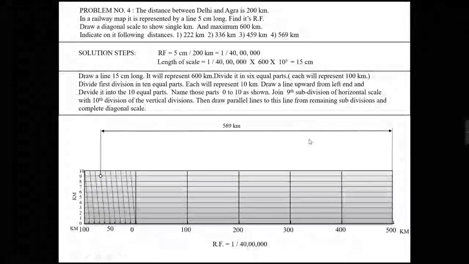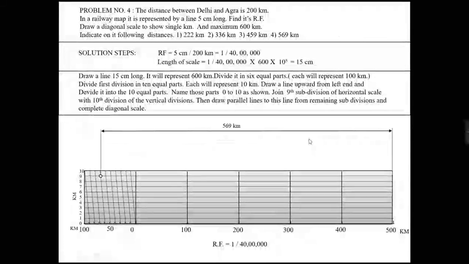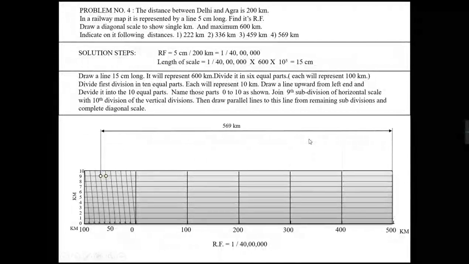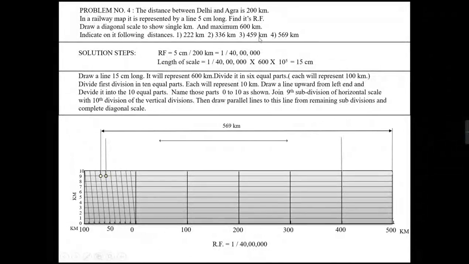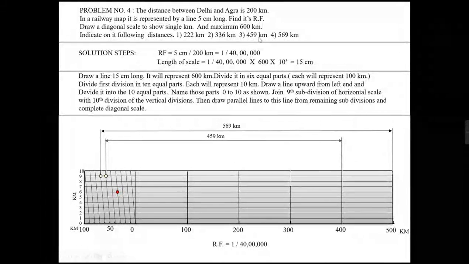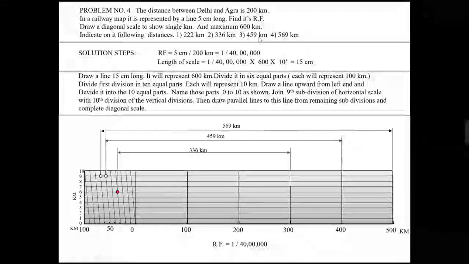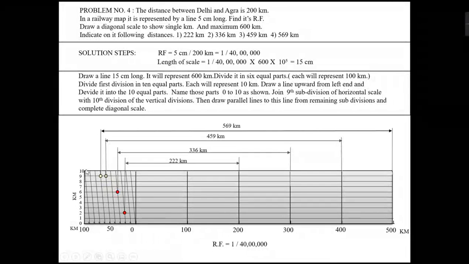The similar way you can also find the other distances. Now it is measuring the 459 kilometers. Then again it is 336 kilometers. Doing that, see, this is your diagonal scale.